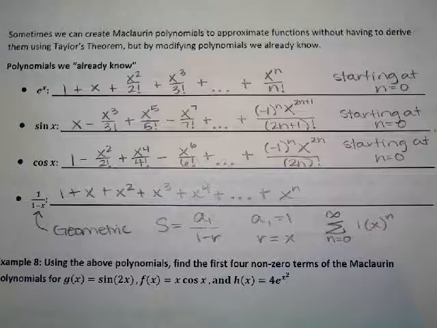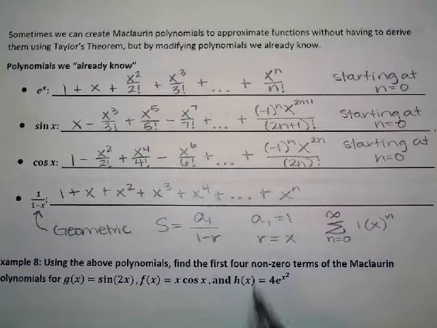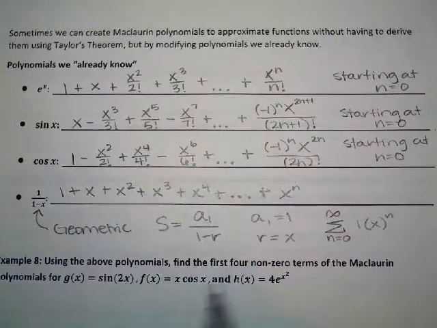Okay. So it says, using the above polynomials, find the first 4 non-zero terms of the Maclaurin polynomials for sine of 2x, x times cos x, and 4 e to the x squared. So we're going to write that out. We got 3 problems we have to do, basically.